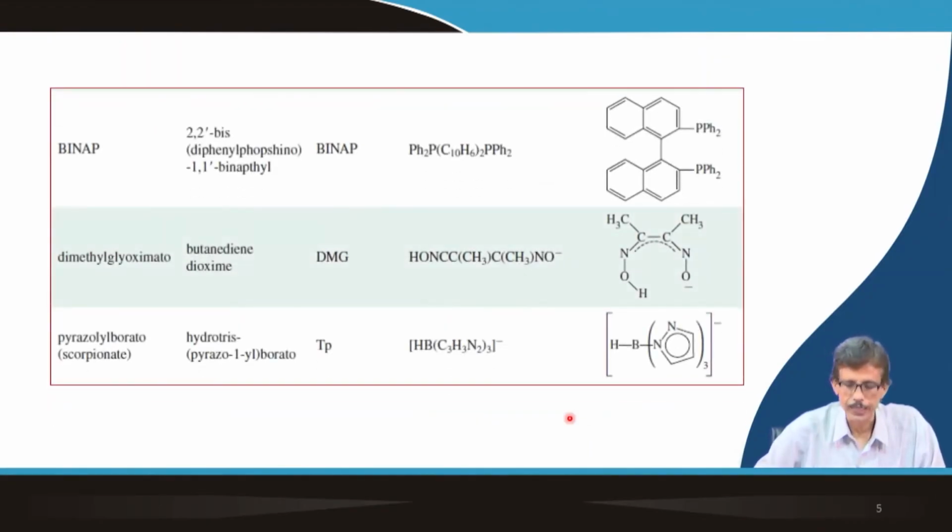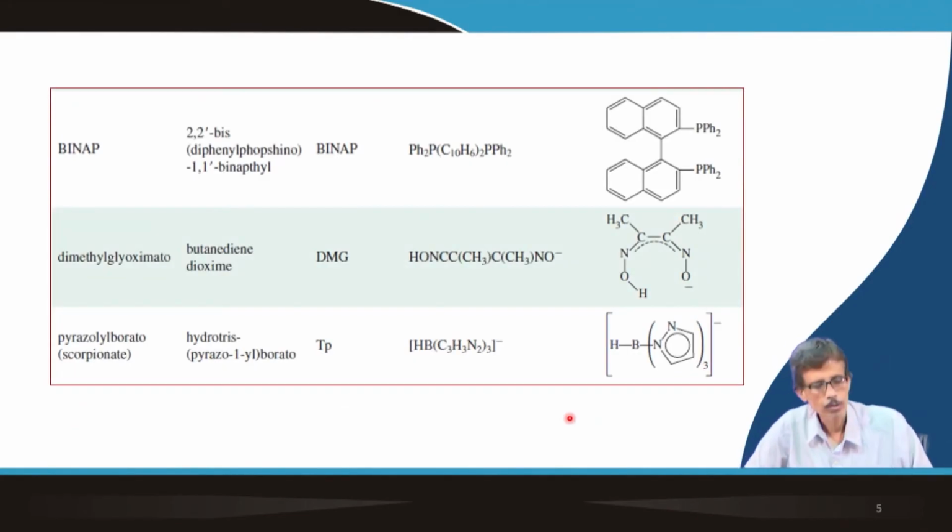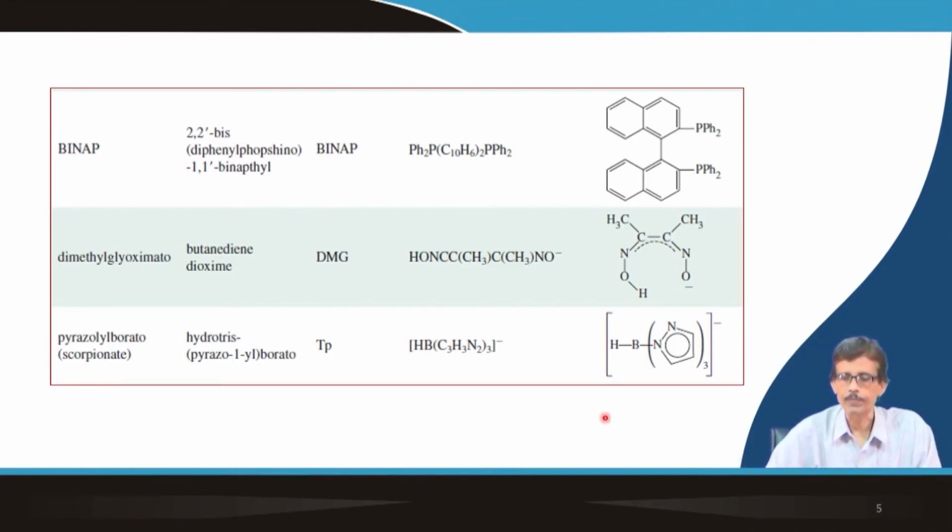Similarly, we can have another group of ligands, the BINAP ligand, which is 2,2'-bis(diphenylphosphino)-1,1'-binaphthyl. So, you have the binaphthyl function, the coupling of two naphthyl units, and then you can have PPh2 substitutions. These are artificially, laboratory-prepared ligands, not biological ligands, but it is a very useful ligand. The three-dimensional structure of the ligand we can understand from the particular arrangement of these atoms in this molecule.